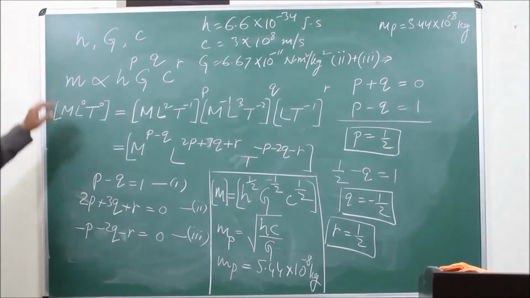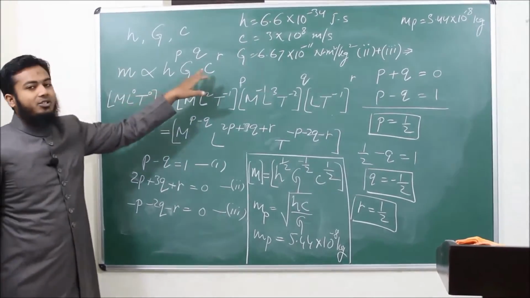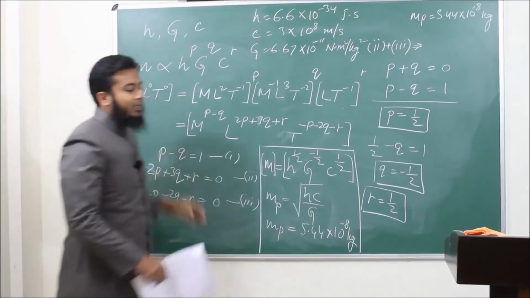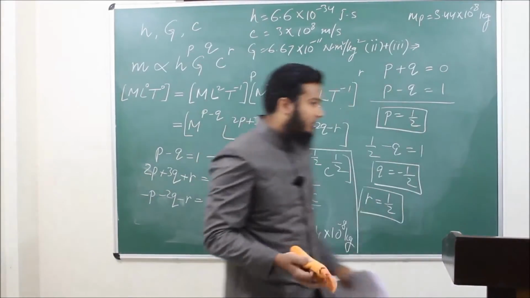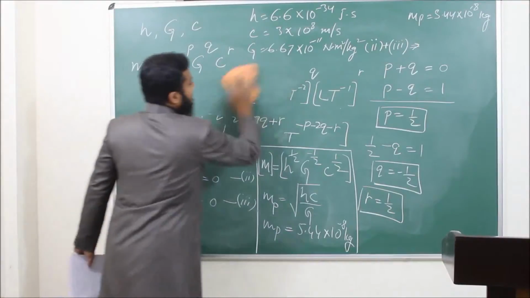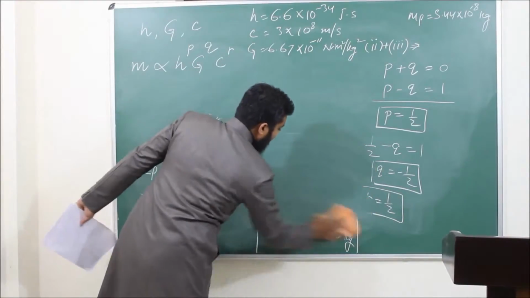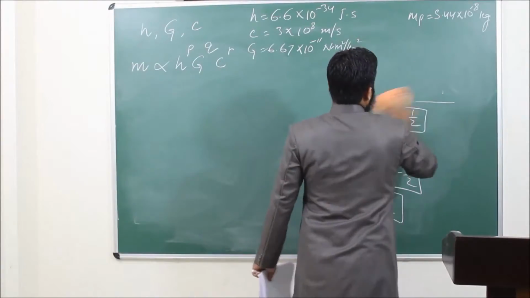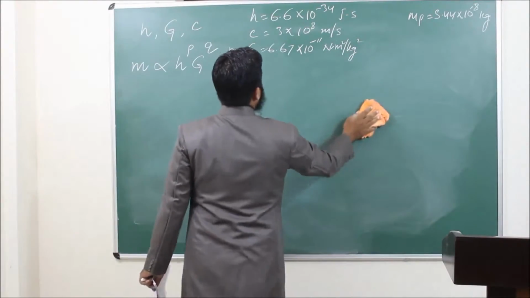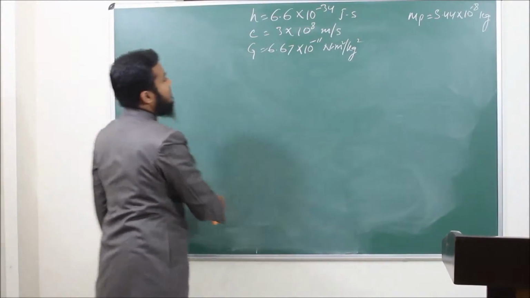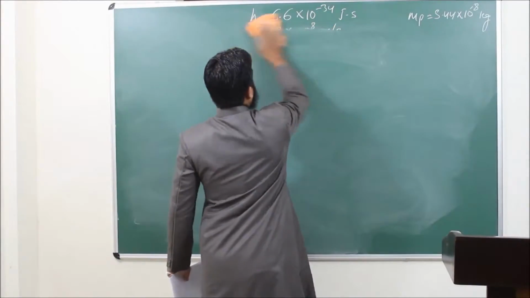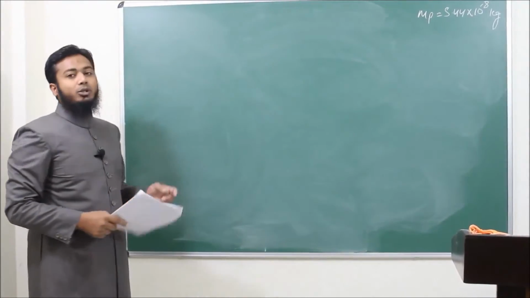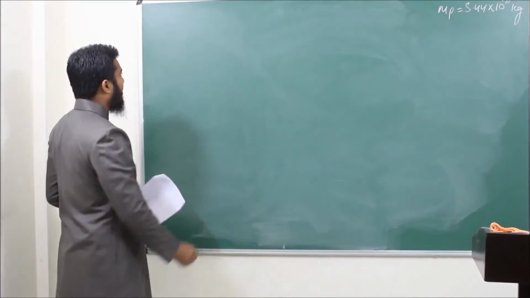Okay, so we just calculated dimensional formula for mass in terms of H, G and C. Now let's repeat the same calculation for length. Let's try to find the dimensional formula for length in terms of H, G and C. I hope you have noted it down. Now, this time we are going to derive dimensional formula of length in terms of H, G and C.